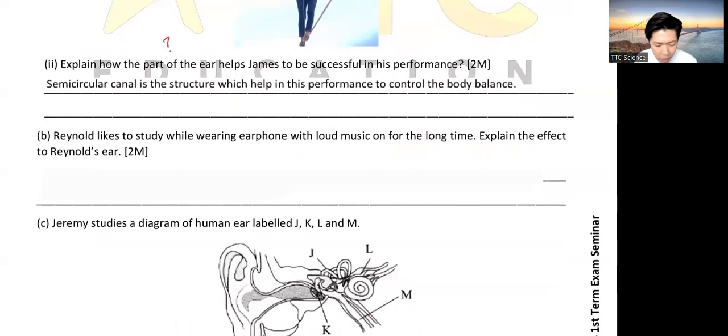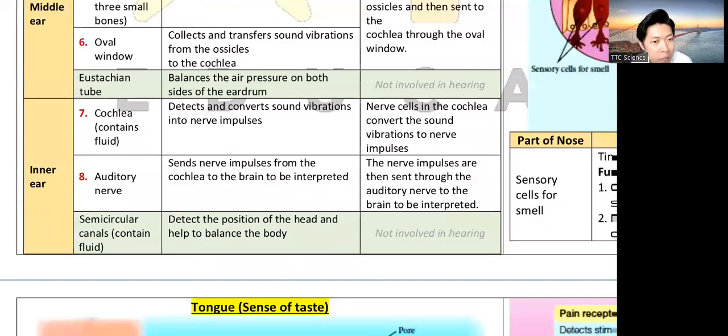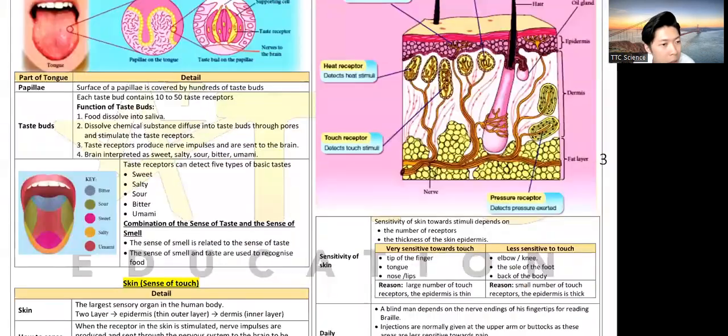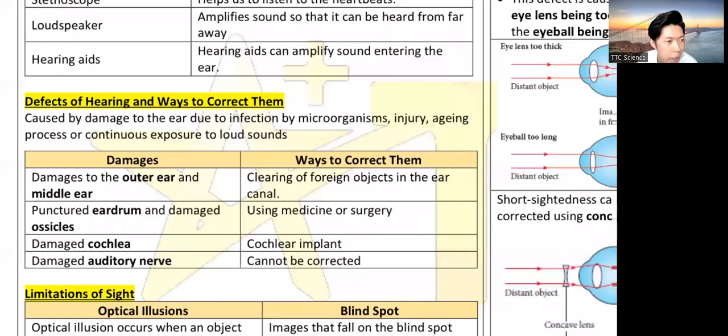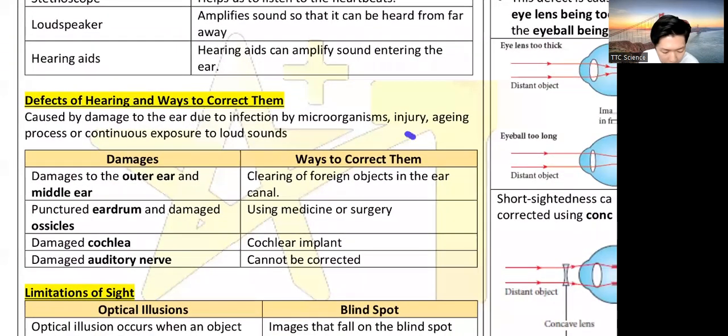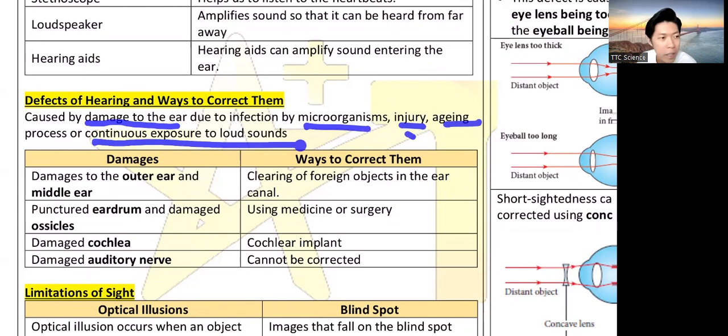Okay, everybody, next one. Reno likes to study while wearing earphones with loud music for a long time. Explain the effect. Okay, this one also can find, I think. I remember it is here. Damage to the ear due to microorganism, injury, aging, continuous exposure to loud sound. So very simple, 2 marks, right?